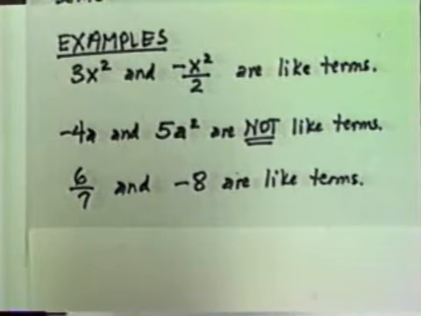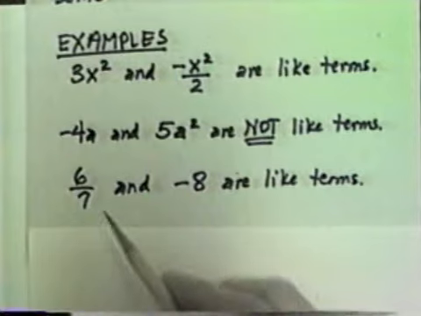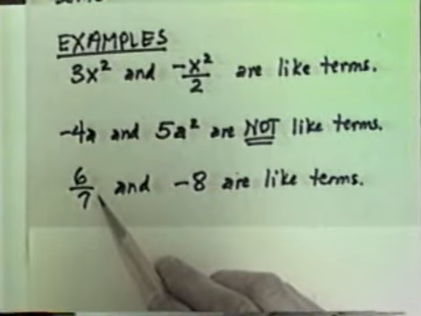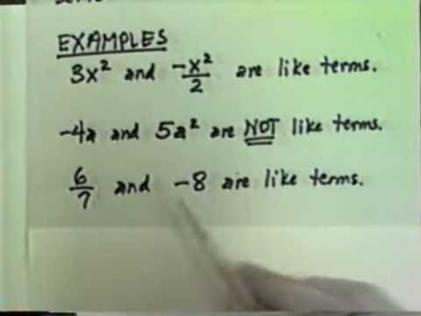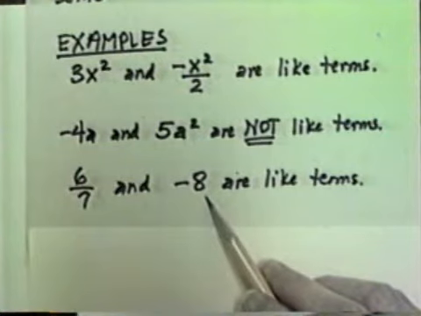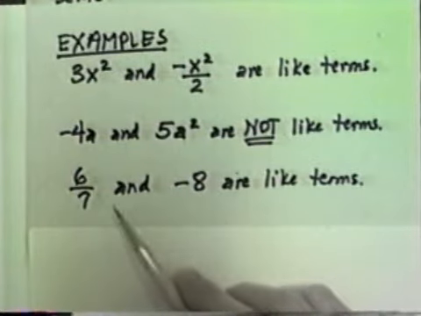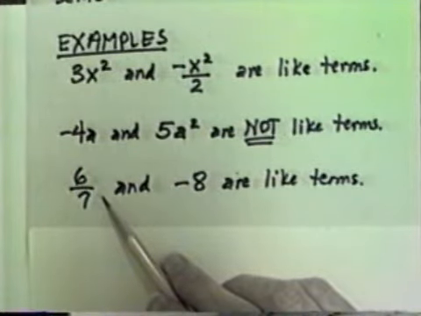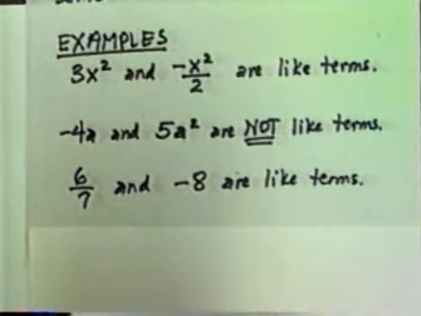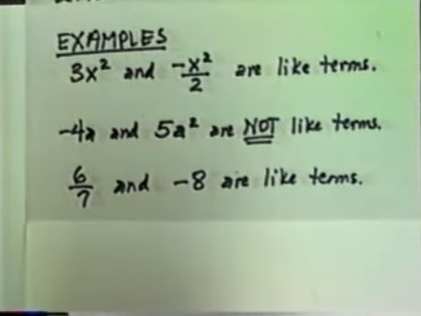6/7 and negative 8 are like terms. 6/7 is a constant. It has no variable part. Negative 8 is a constant. It has no variable part. They are like terms because their variable parts are both absent. They're both constants. Constant terms are always like terms.